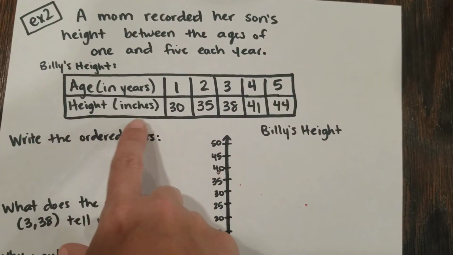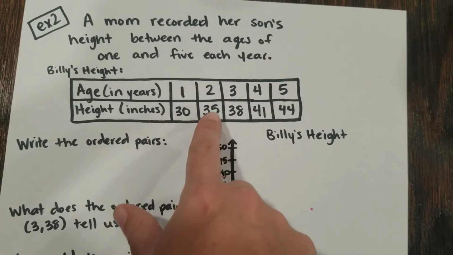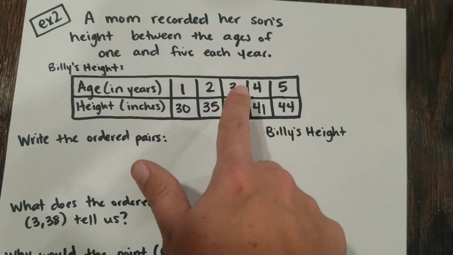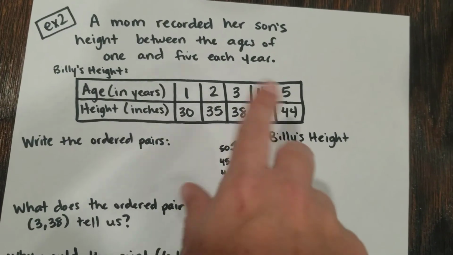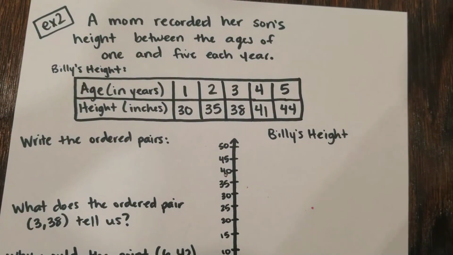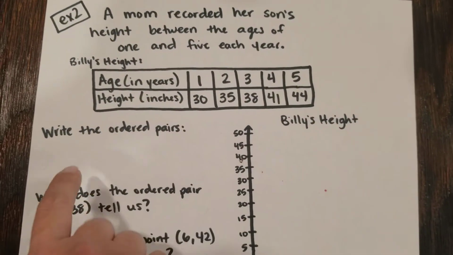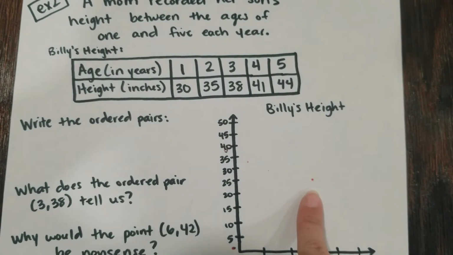Okay, so when he was 1, he was 30 inches tall. When he was 2, he was 35 inches tall. When he was 3, he was 38 inches tall. Okay, so these are our numbers. We need to organize these numbers, or we need to figure out which ones are related and write those as ordered pairs. So we need to write the ordered pairs for these numbers so that we can put them in a graph.